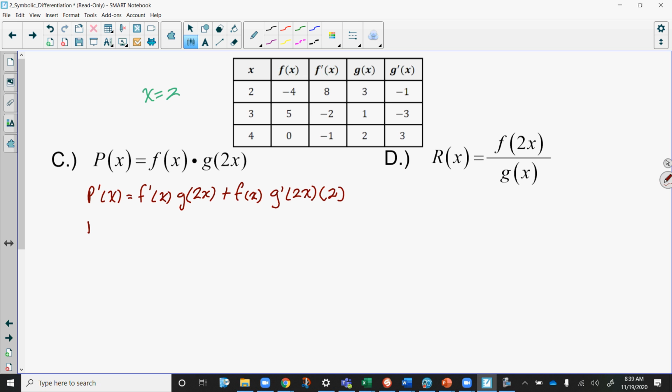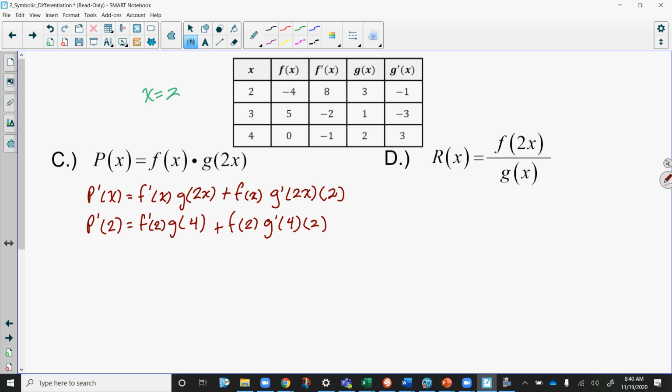So now let's start plugging in 2 and see what we get. So, plug in the 2. I just said it, and I wrote x again. So here I'm going to say f prime of 2 times g of 2 times 2. So if you want to just write a 4 there, you can. In fact, let's go ahead and do that. That'll just give me g of 4, plus f of 2 times g prime of 4 when I substitute the 2 there, times 2.